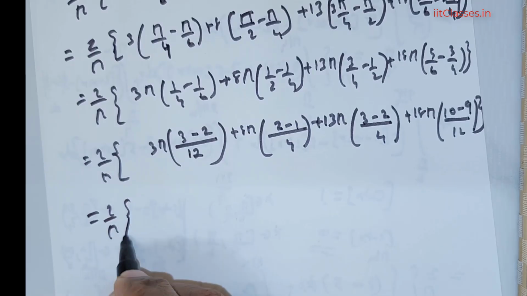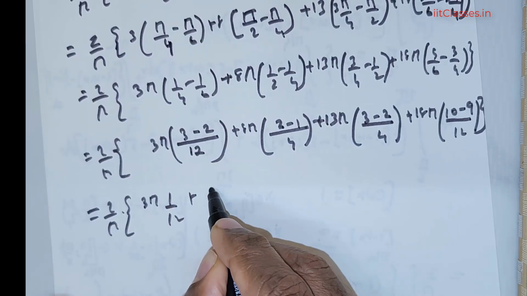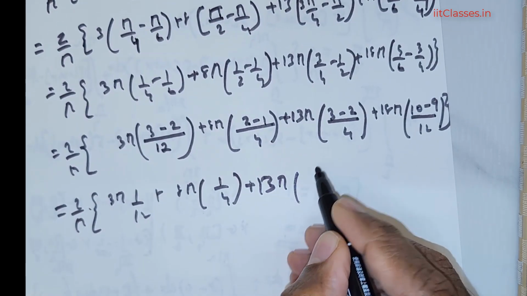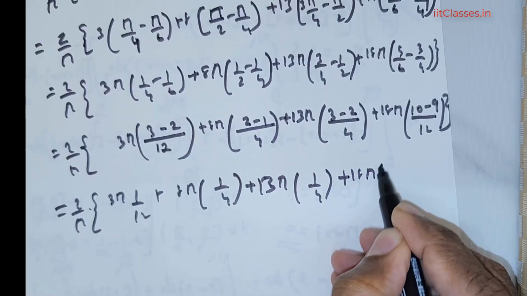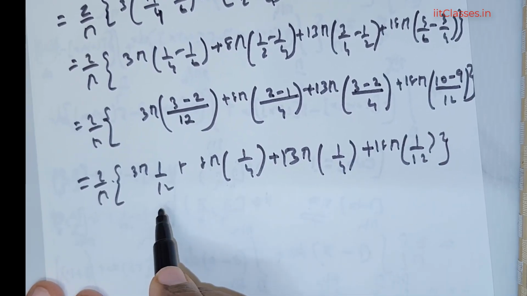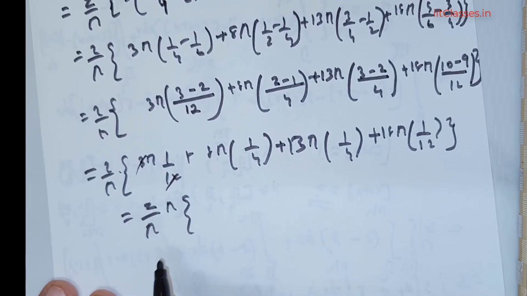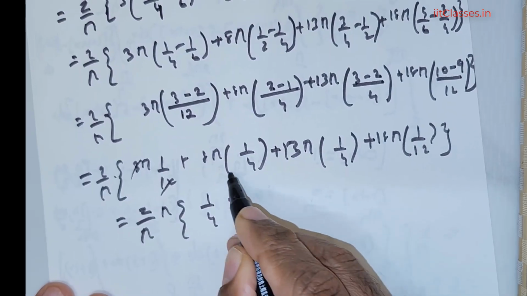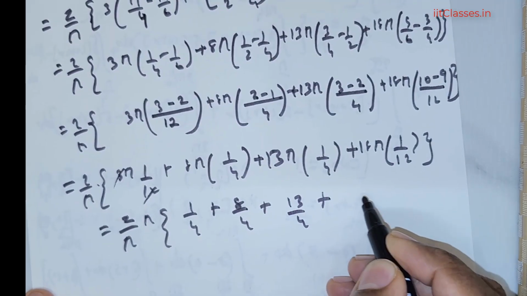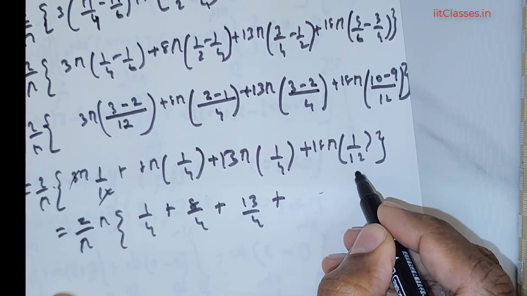So this is equal to 2 over pi. 3 negative 2 is 1 over 12. 8 pi, this is 1 over 4. 13 pi, this is 1 over 4. 18 pi, this is 1 over 12. So I take pi out. 3 divides here 4 times. And you have 8 over 4, 13 over 4. Now this is 18 and 12.